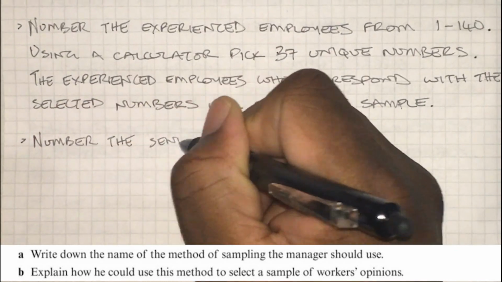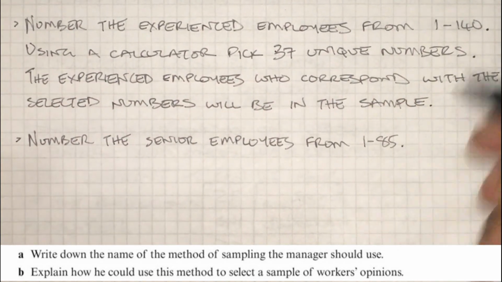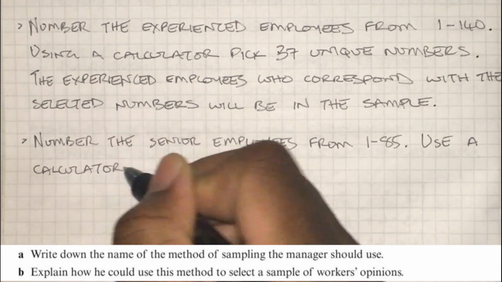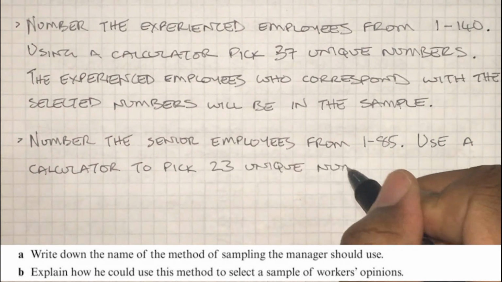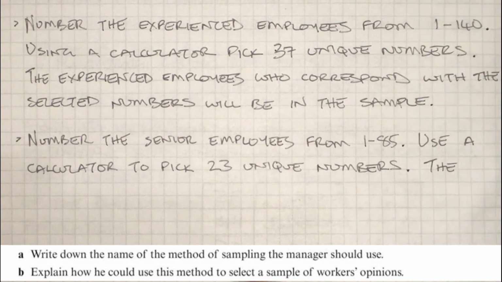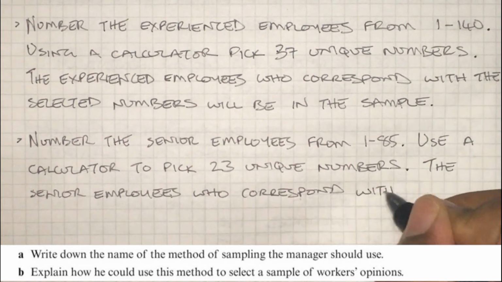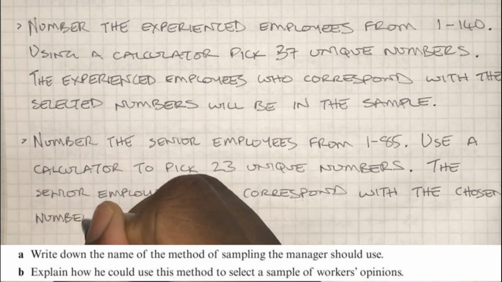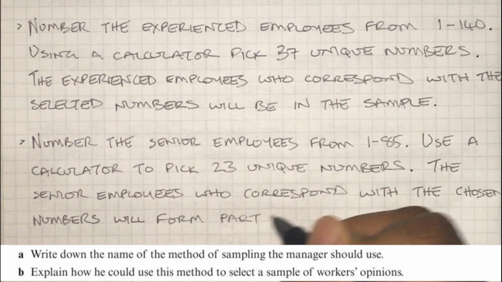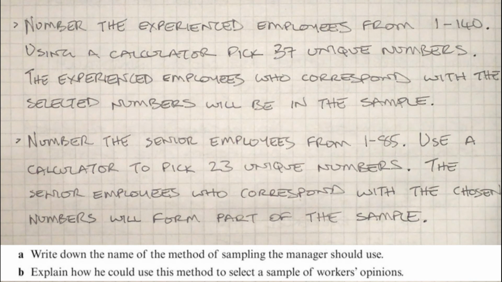And lastly, for the senior employees, I'm going to number each of them from 1 to 85. Go ahead and pick 23 unique numbers, and all of the senior employees who correspond to those 23 unique numbers are going to be part of the sample. So I have a sample of 80, which is made up from 20 junior employees, 37 experienced employees, and 23 senior employees. If you notice, I always use the word unique.